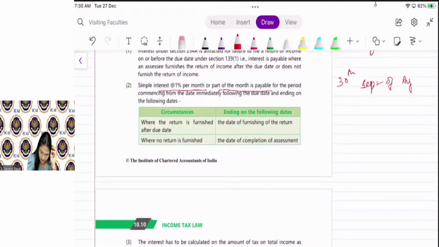The period commences from the date immediately following the due date and ends on the following date, where the return is furnished after the due date. आपने return file कर दिया after due date, then up to the date of furnishing the return. And where the return is not furnished, आपने return file नहीं किया, then in that case the date of completion of assessment. Whenever the income tax department completes the assessment, then from the end of the due date to the date of completion of assessment, you have to pay interest under 234A.